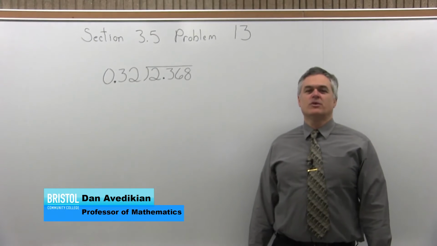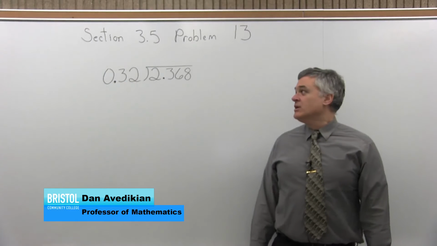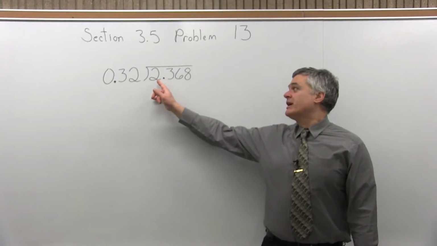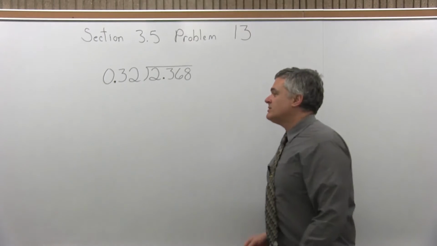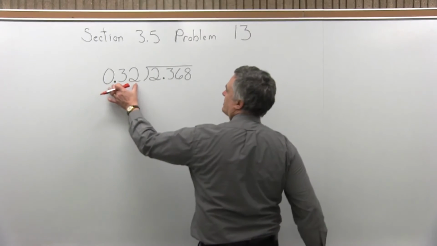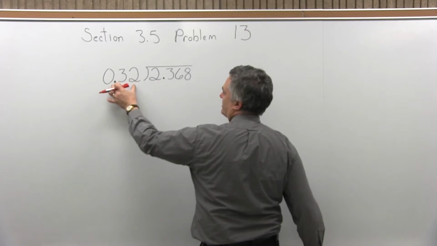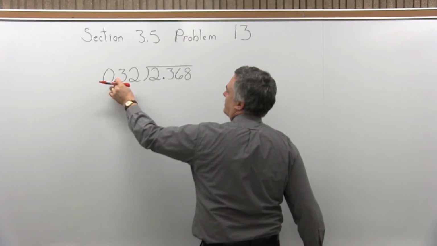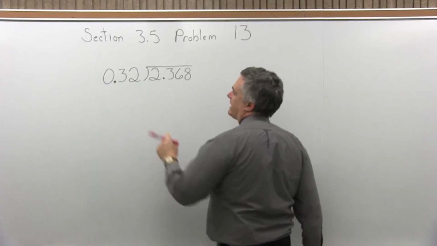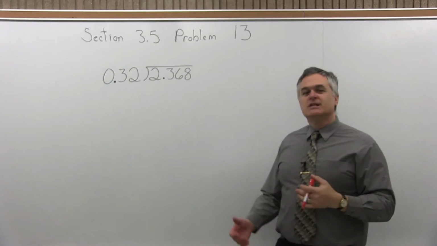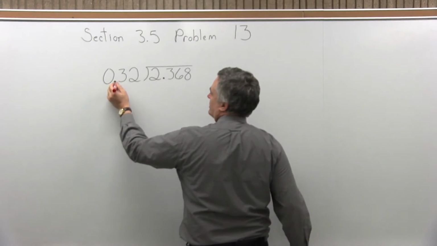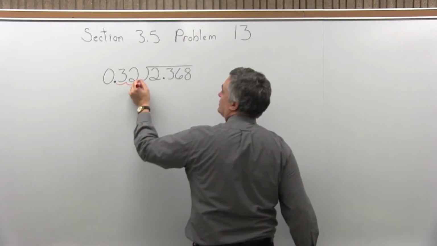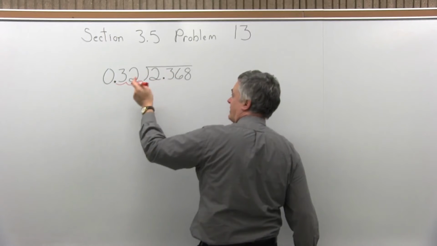This is Section 3.5, Problem 13. We have 0.32 divided into 2.368. So to get the problem started, we have to deal with the number in front of the division symbol, or divisor. The problem is that the number has a decimal in it. So what I have to do is move that decimal as far to the right as it'll go. It'll move over 2 spots before it gets to the far right.